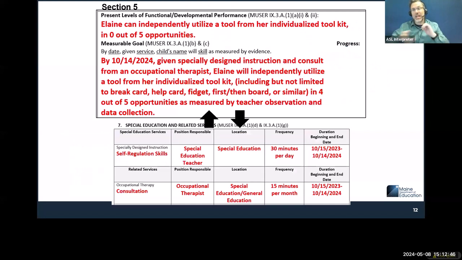So this might be what it looks like. This is a special education teacher providing SDI and an OT providing consultation on a self-regulation goal. So you can have both on one goal. That's absolutely fine because that really happens in real life. I did this a lot with my OT and speech path. We were working on the same goals often. So just make sure everybody is referenced in the goal and everybody is in the service grid.